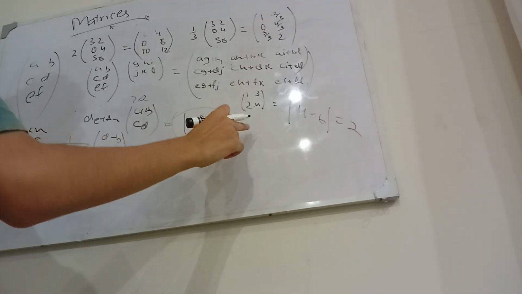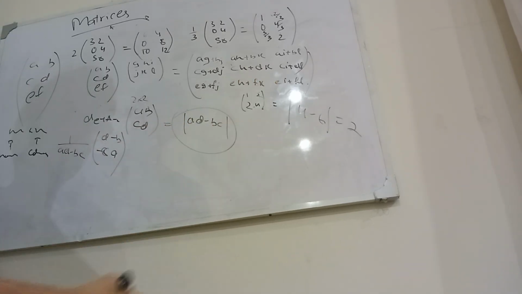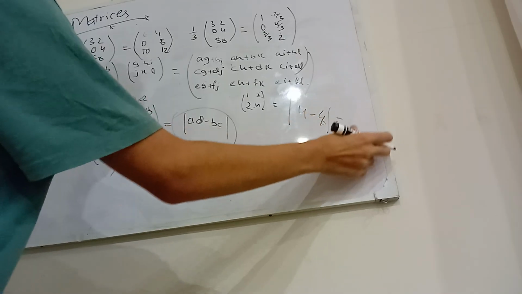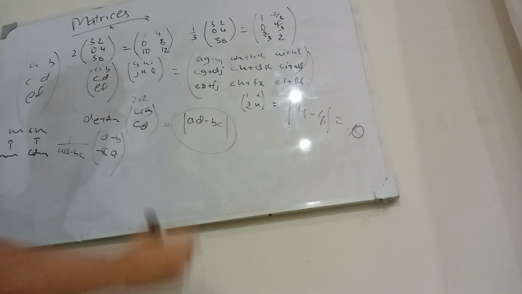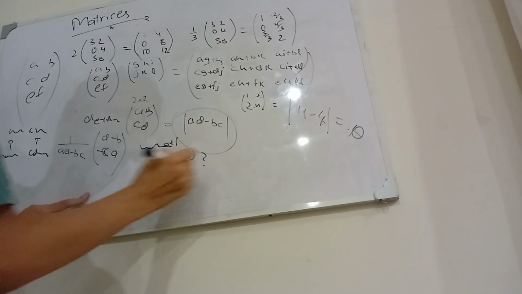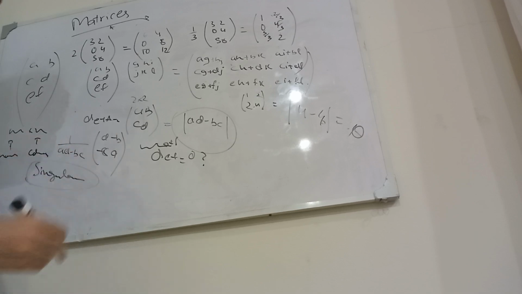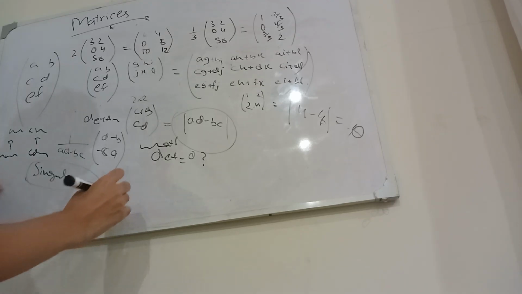But what if it was this? What if the determinant is 0? Then you can't get a matrix with an inverse. These are called singular matrices, in which the determinant is 0 and there is no inverse of the matrix. No inverse exists. Okay, what about 3 by 3 matrices?